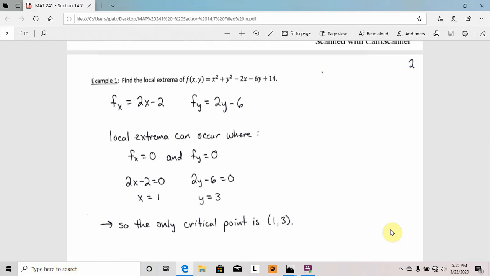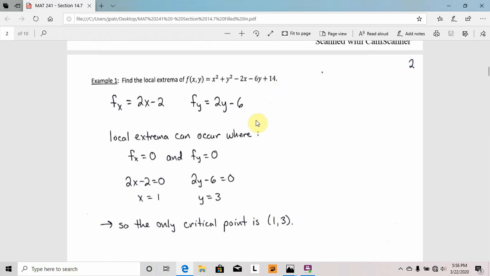For the first example, we want to find the local extrema, which is just a fancy word for seeing if there are any local maxes or local mins of this function up here, x squared plus y squared minus 2x minus 6y plus 14. The first thing you want to do is see what points you would have where both partial derivatives are 0.